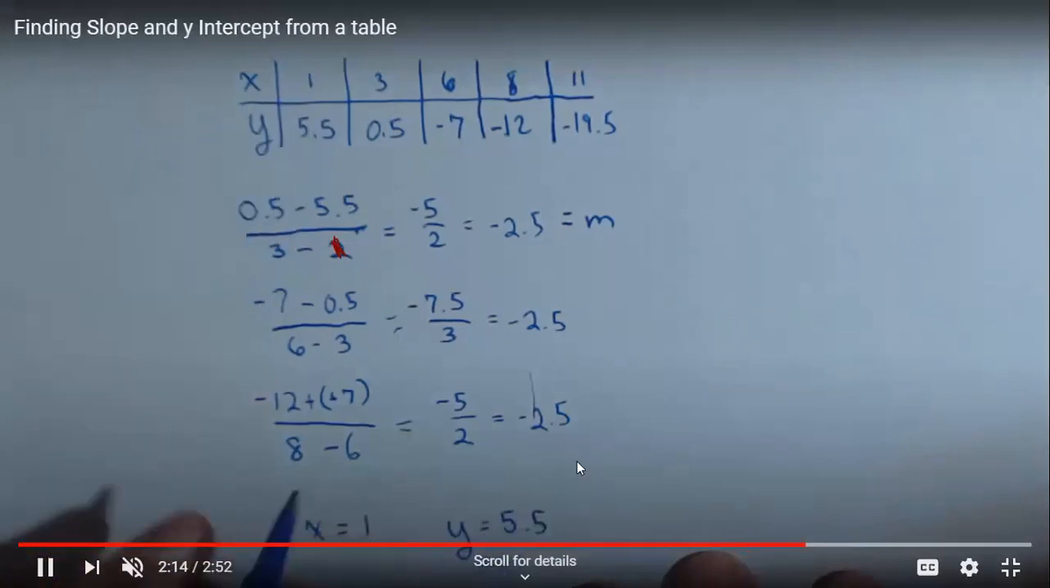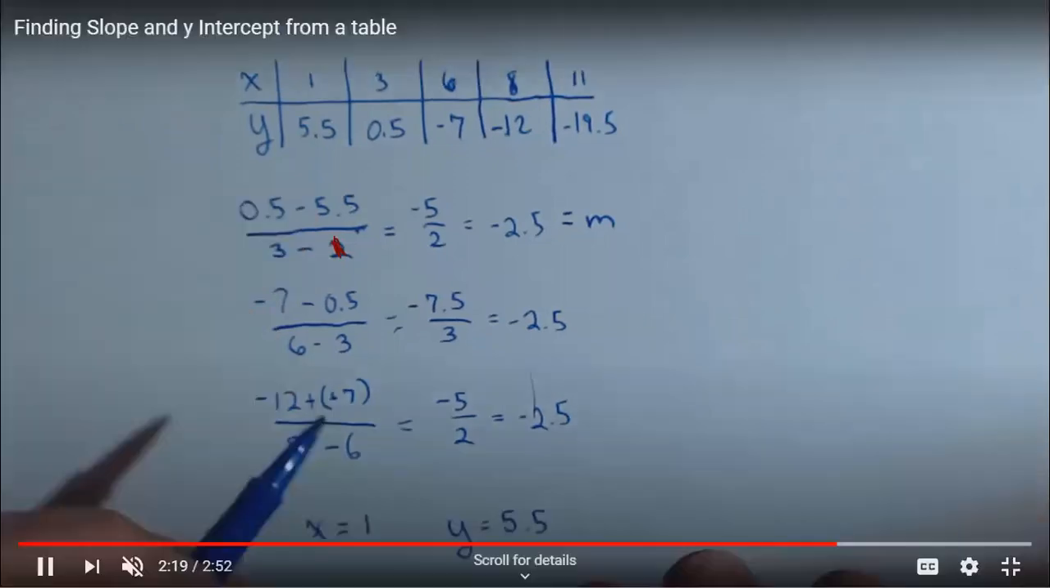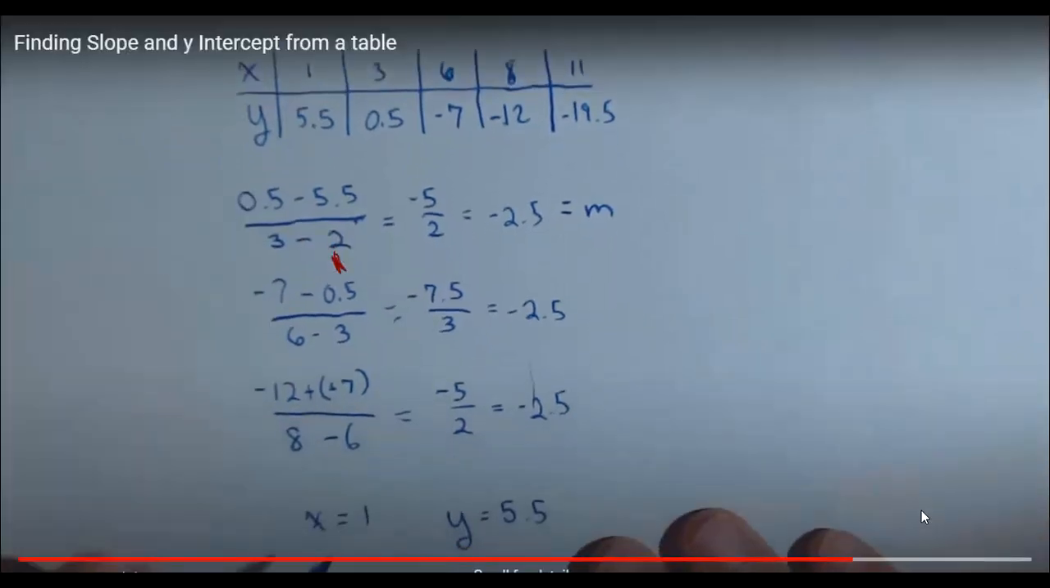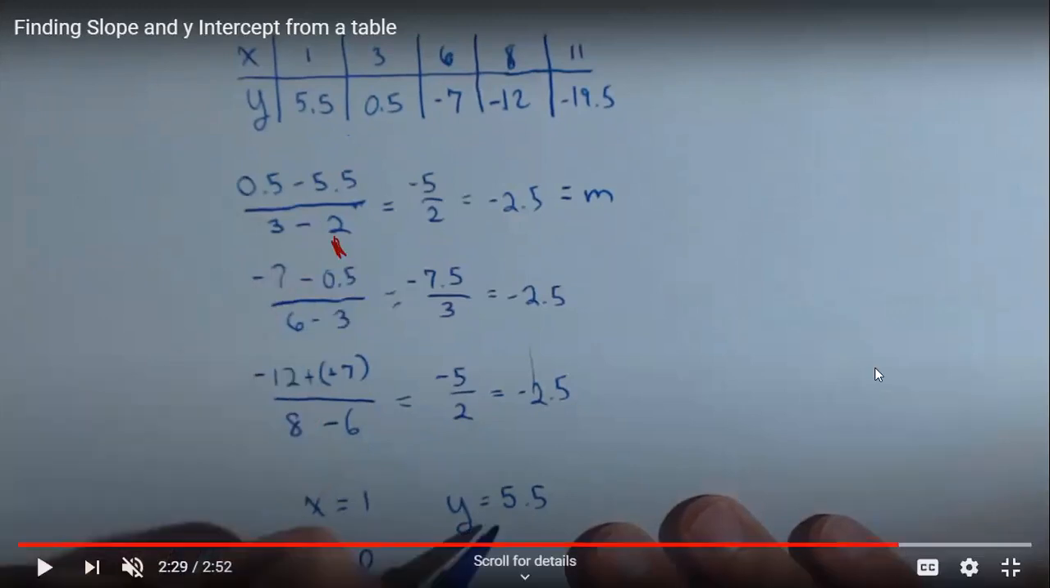Second, we want to calculate the y-intercept. What is the meaning of y-intercept? Y-intercept means the value when x equals 0. Look at the table. When x equals 1, then you have 5.5. What about if you move one column to the left to make x equal 0? Each time you subtract negative 2.5.